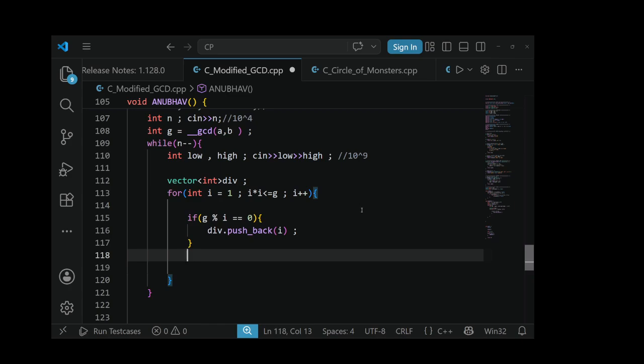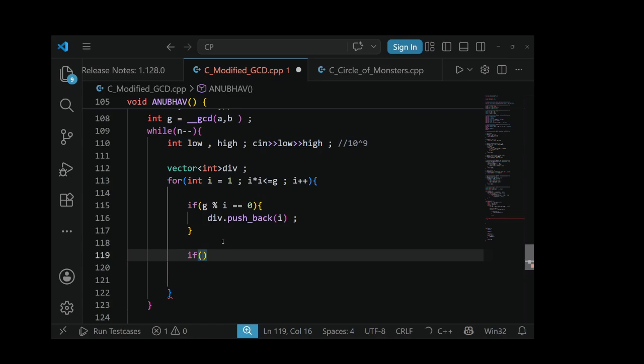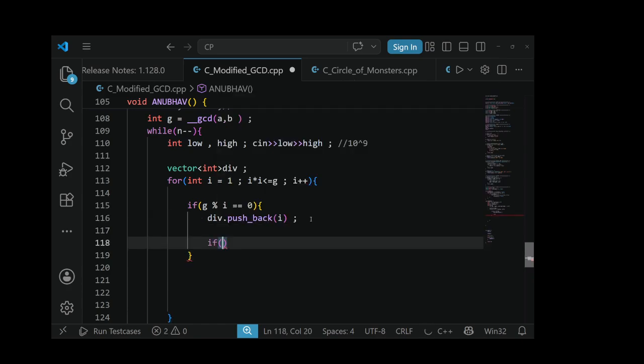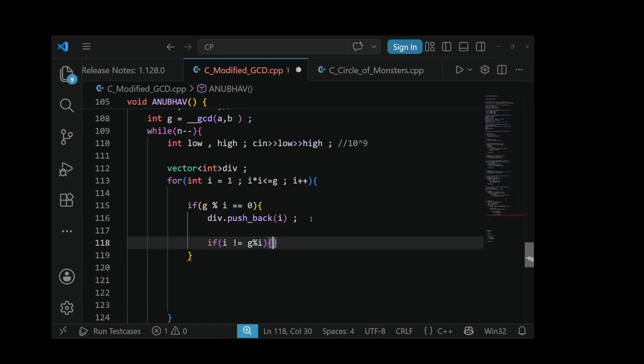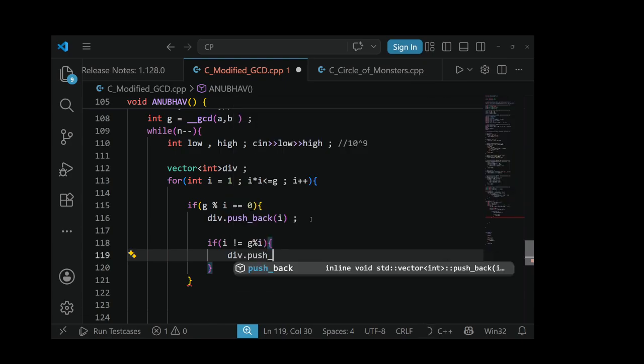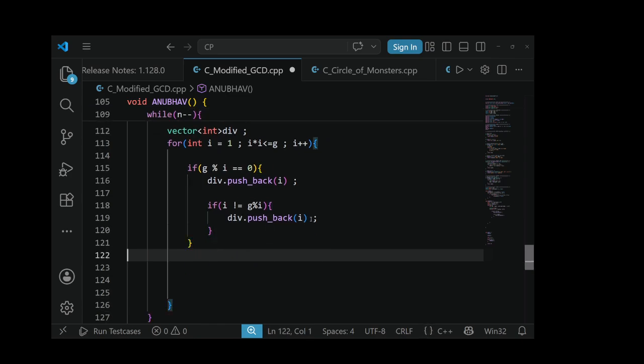And if i is not equal to G divided by i, then we'll also push that value. Right. And yeah, this thing is done.